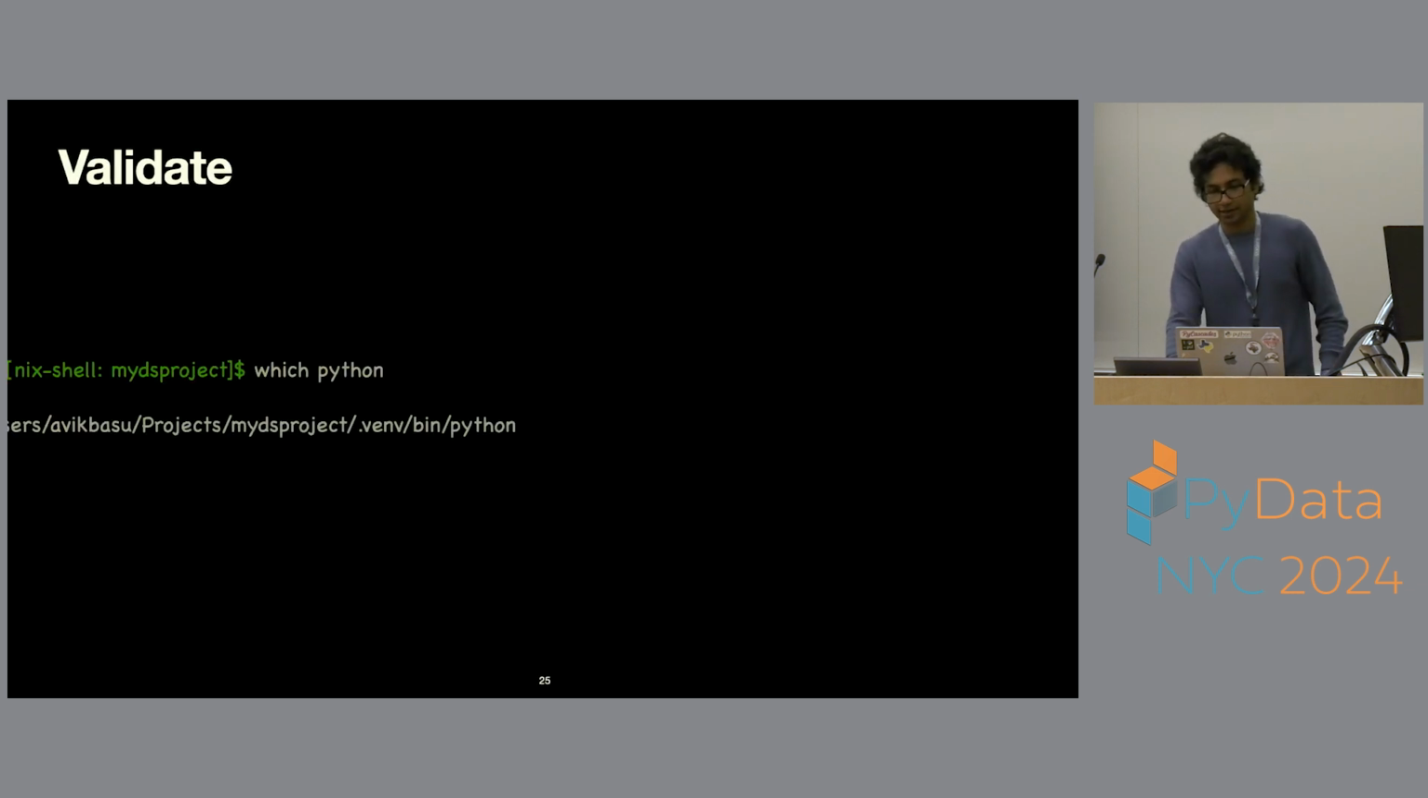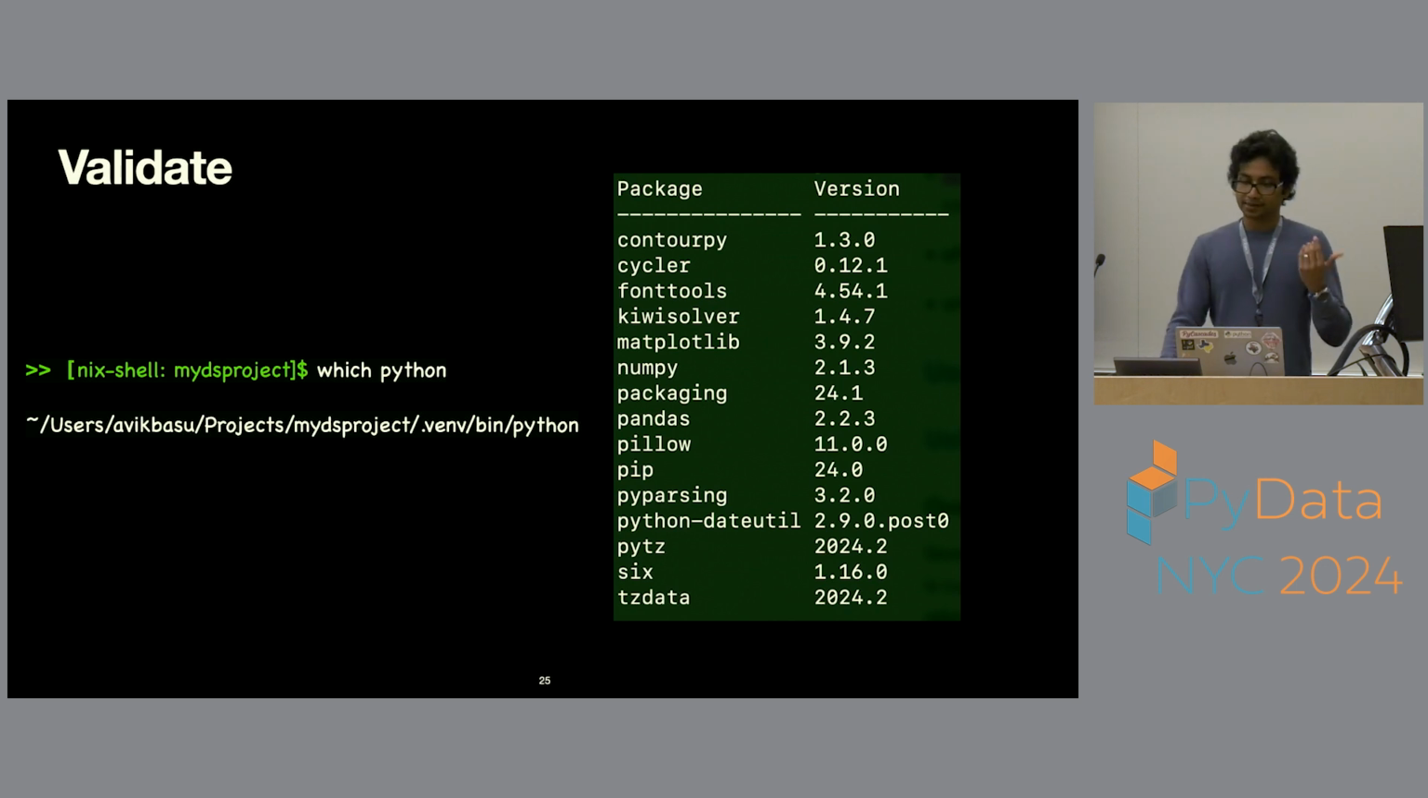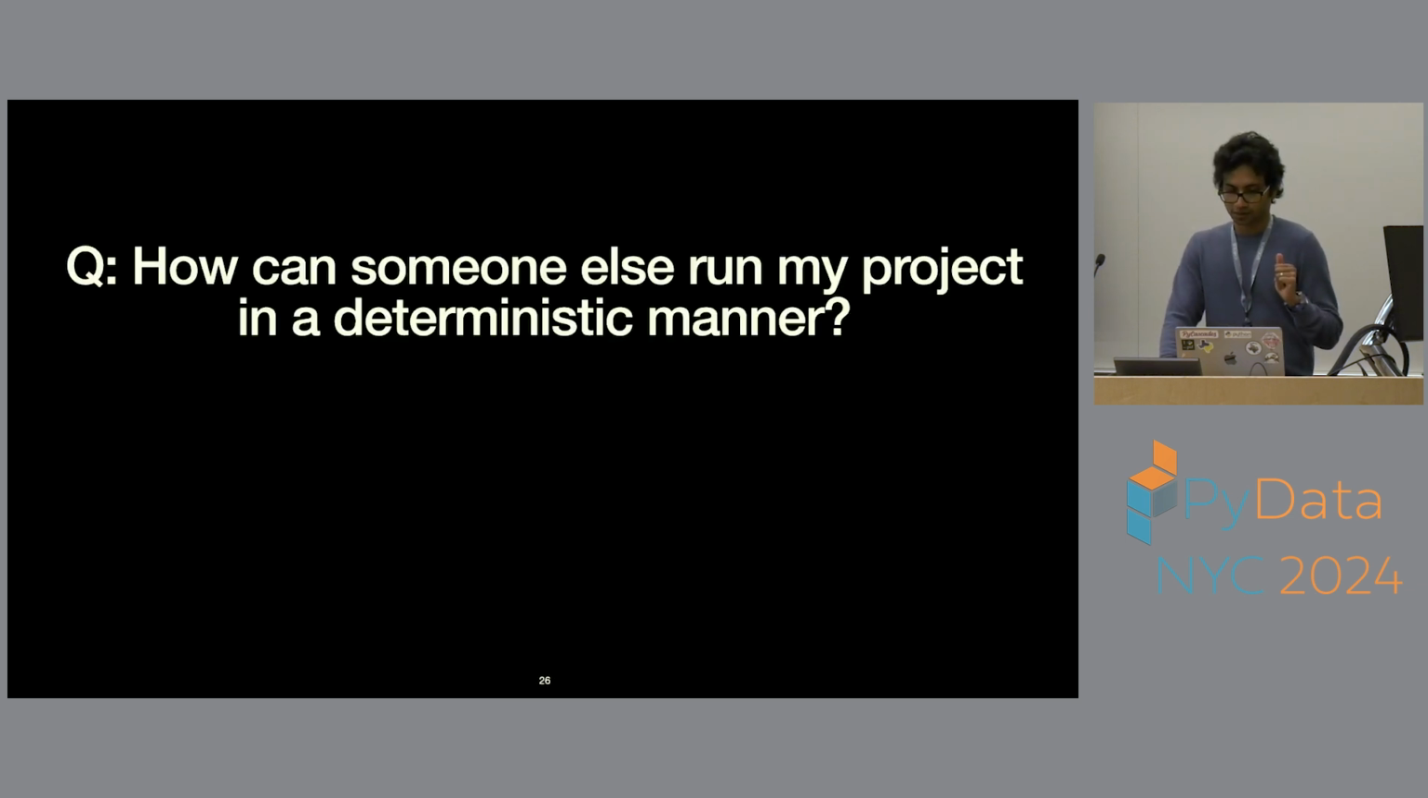So let's validate what we did. So when I did which python, I can see that it's now different. It's now the venv that I want. Okay, so it's the venv inside the project that I want. Okay, and that's good. And when I did the pip list, I can see that NumPy has the right version, which I really wanted from the lock file itself.